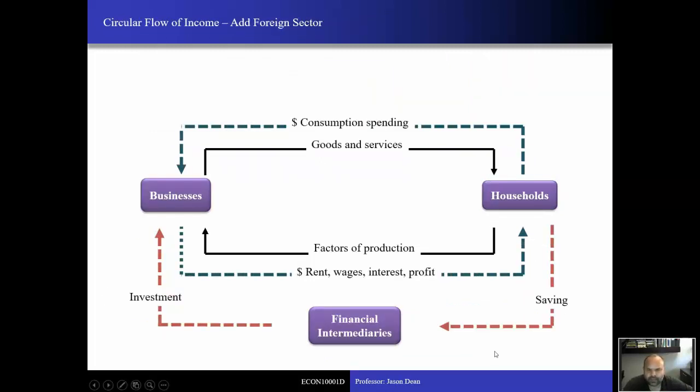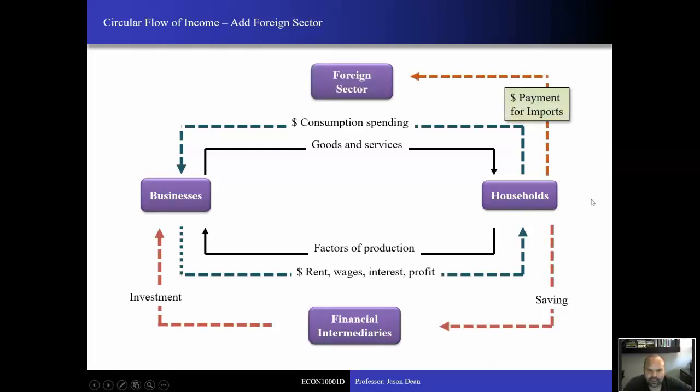Now let's add the foreign sector. We have our foreign sector here. The leakage here would be imports, and the injection would be exports.